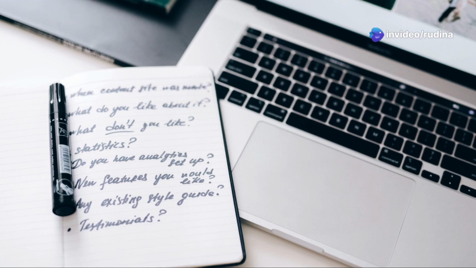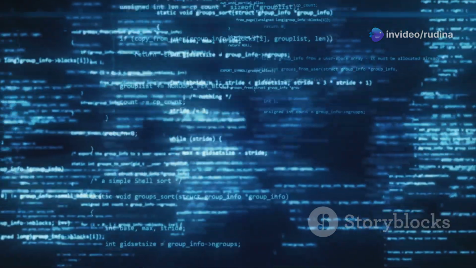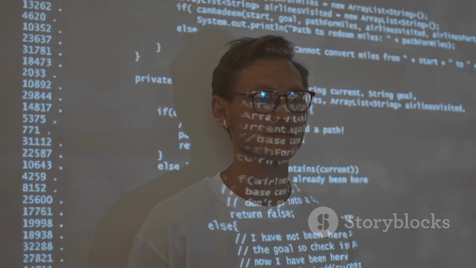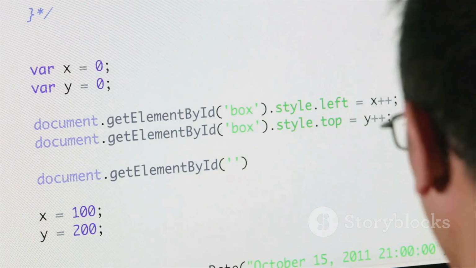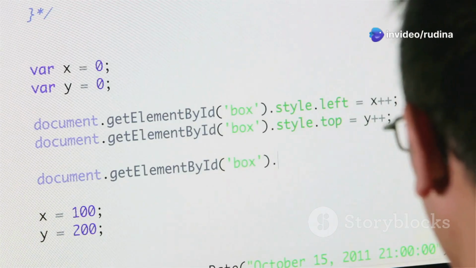Prolog uses facts and rules to represent knowledge. Facts are basic statements that are true. For example, Socrates is a man. Rules are logical relationships between facts. For example, if X is a man, then X is mortal.